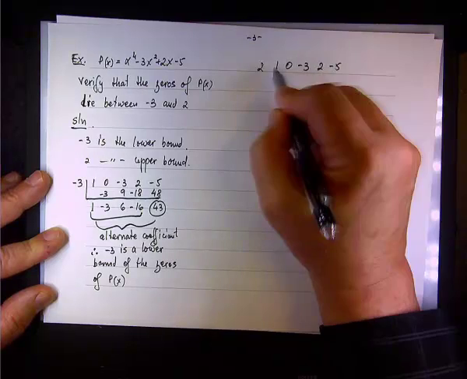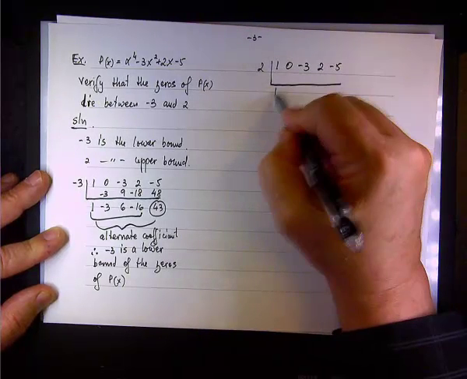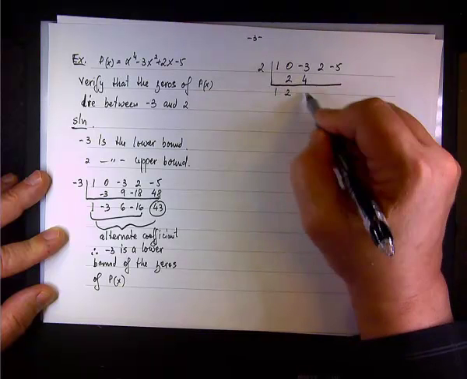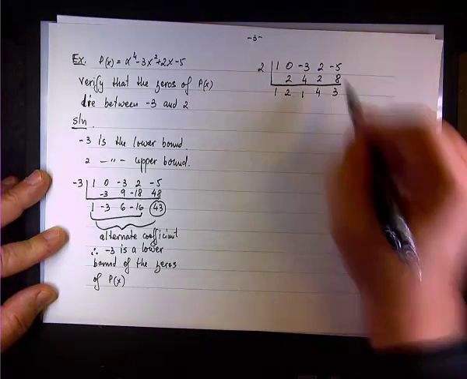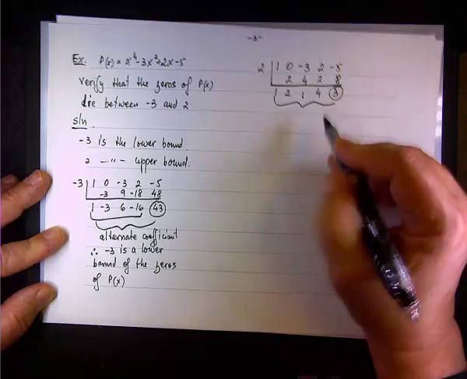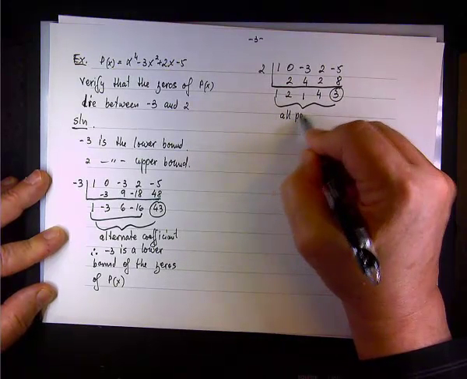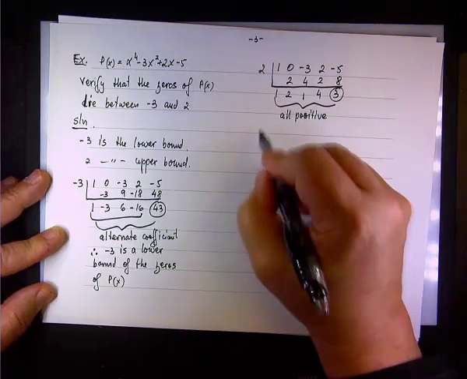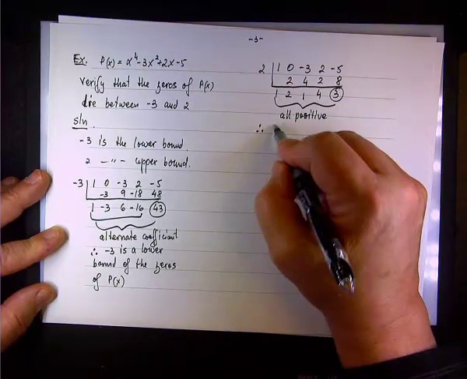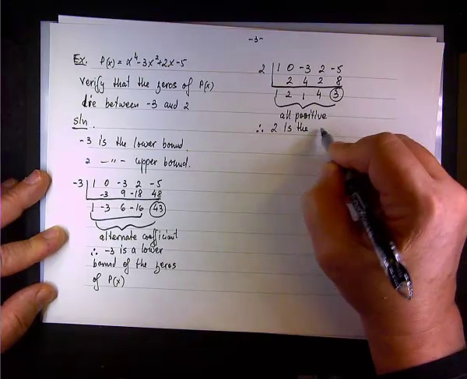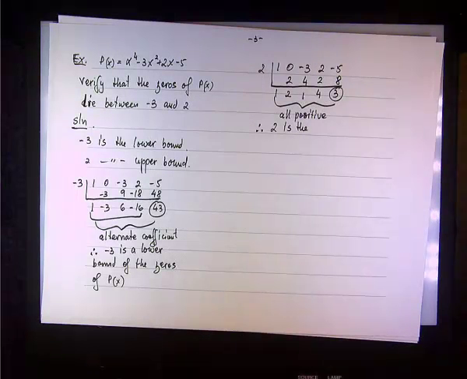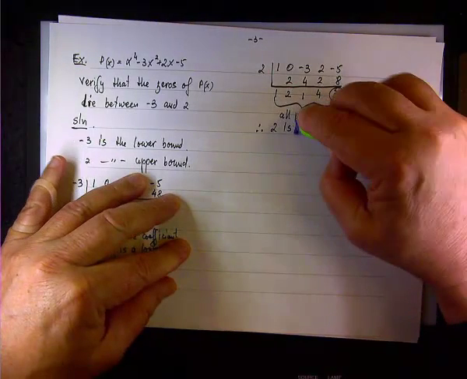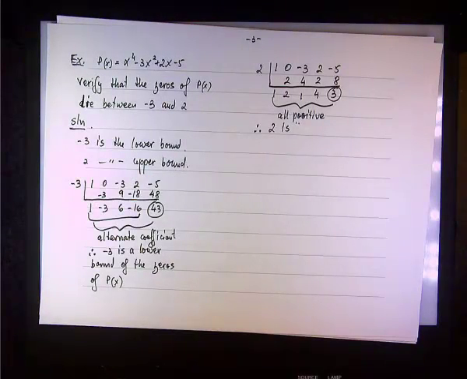We're going to verify it the same way. We'll take 2 as the divisor, and then 1, 0, -3, 2, and -5, like so. So you have 2, 4, it's 1, 2 is 4, and 8 is 3. Okay, again, this is the remainder, but you notice that all are positive. Okay, so by the theorem, 2 is an upper bound.